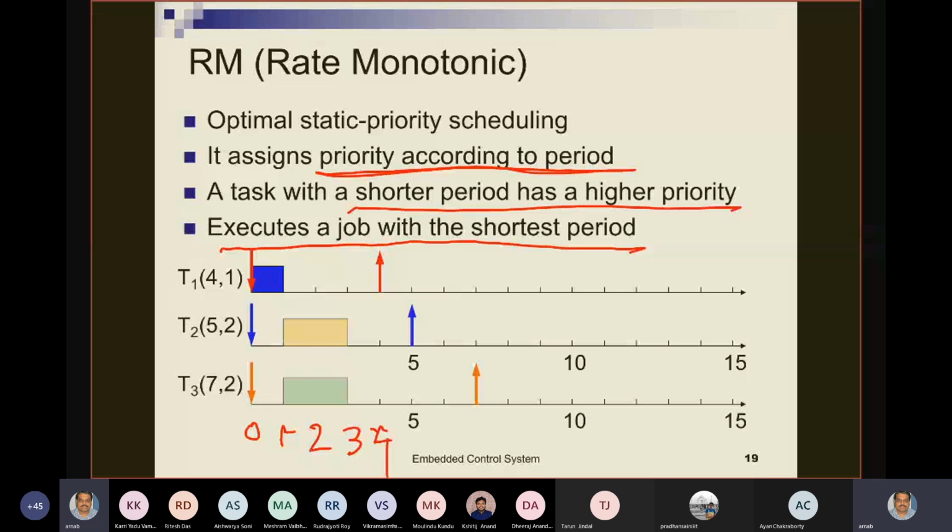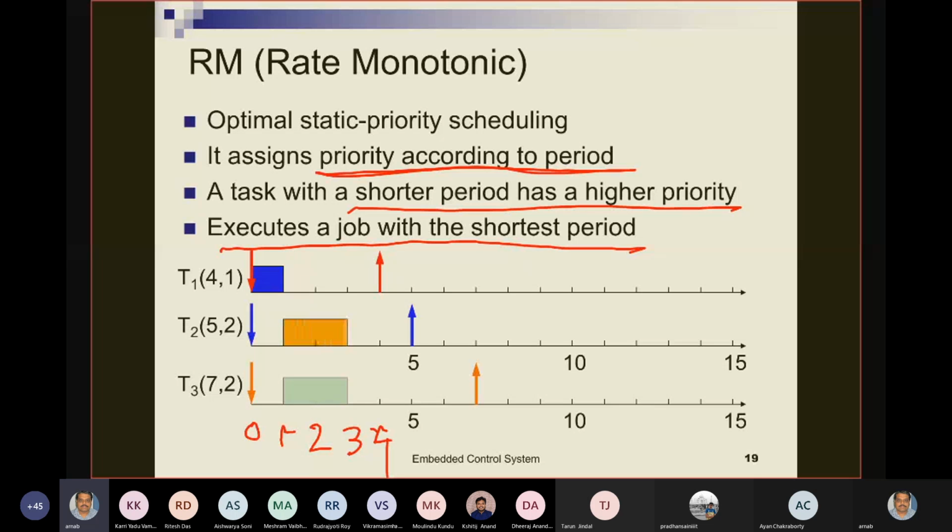Okay, now task 3 completely executes. Why? Because at time 3, again, task 2 has the higher priority because task 2 has the lower period. So task 2 is executed to completion. Task 2 starts at time 1 and completes at time 3. At time 3, task 3 is the only task available.